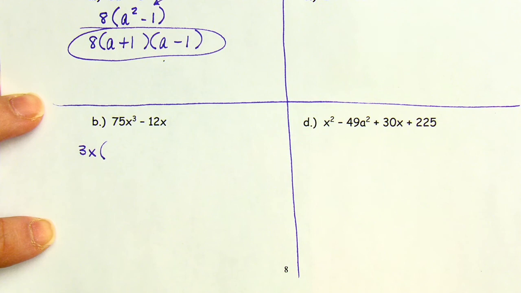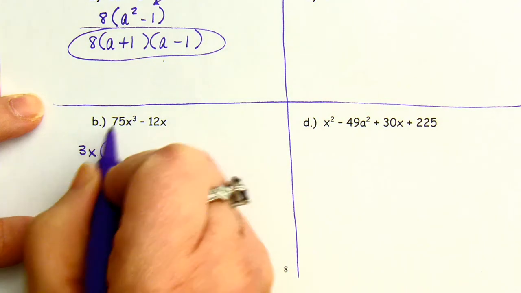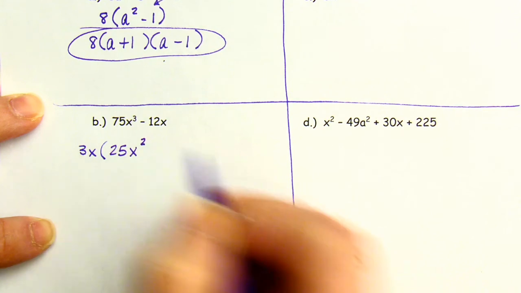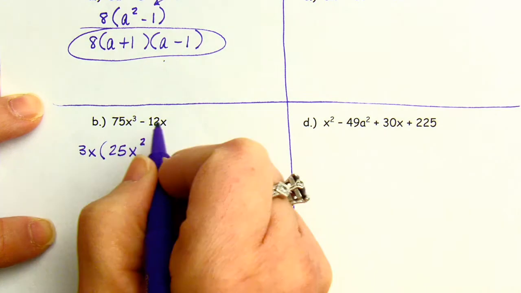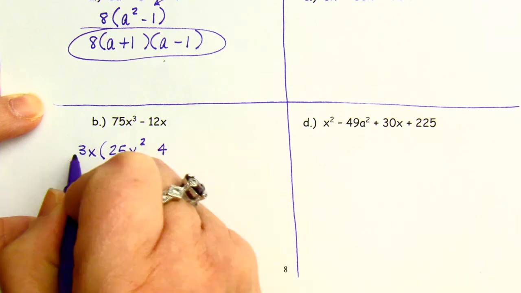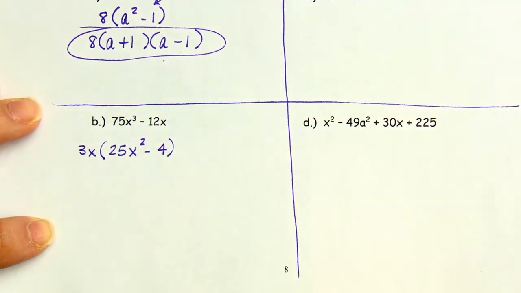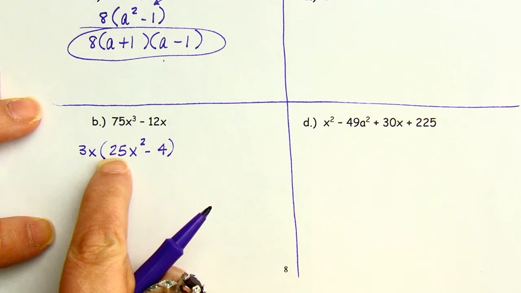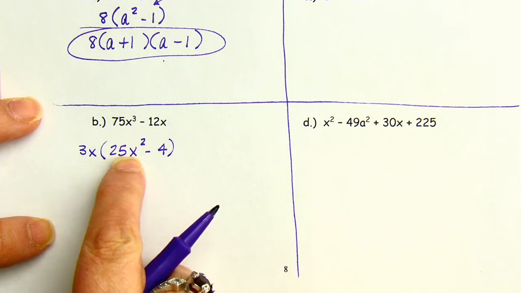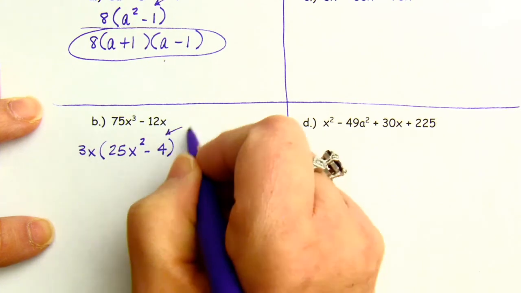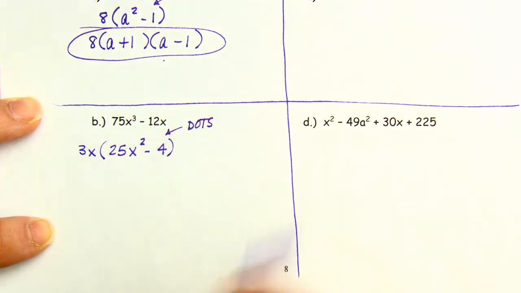Now remember, factor means divide, so 75 divided by 3 is 25. X cubed divided by x is x squared. 12 divided by 3 is 4. Negative over positive is negative. X over x, the x came out. And you might think you're finished, but you've got to look at what's inside the grouping here. 25 is a square. So is x squared. So is 4. This is a difference of two squares. So I have to break that down.